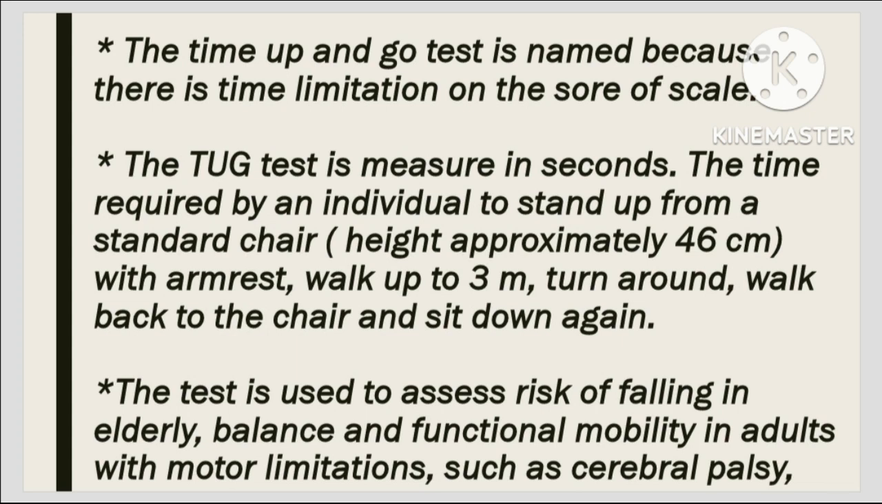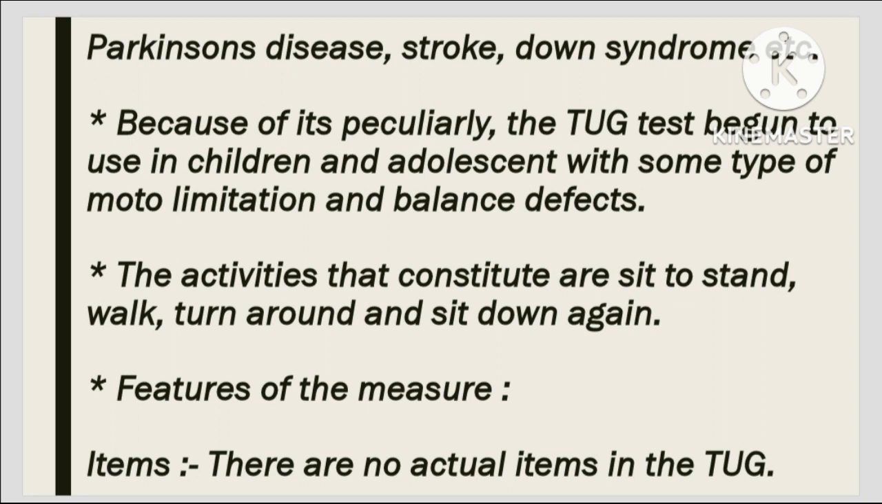The test is used to assess risk of falling in the elderly, and balance and functional mobility in adults with motor limitations such as cerebral palsy, Parkinson's disease, stroke, Down syndrome. Because of its peculiarity, the TUG test began to be used in children and adolescents with some type of motor limitation and balance defects. The activities that constitute it are sit to stand, walk, turn around and sit down again.